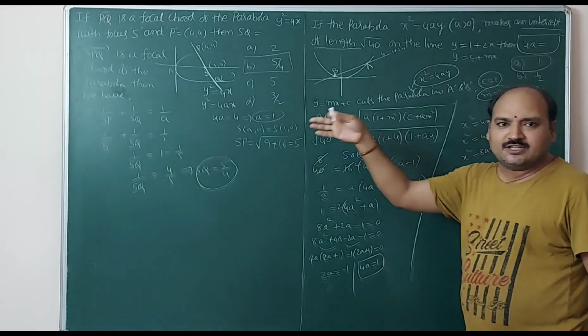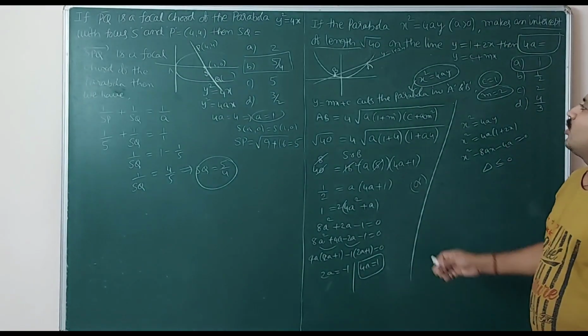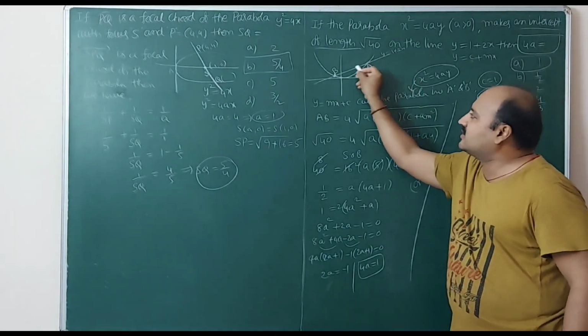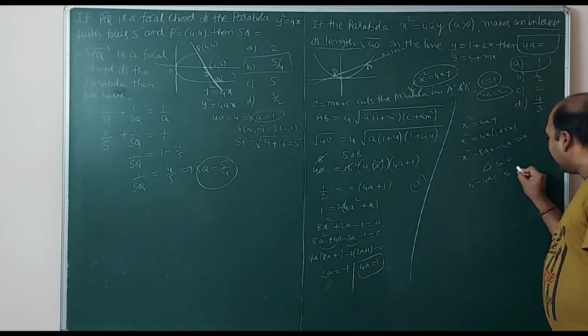Whenever the line intersects in two distinct points, the discriminant is less than or equal to 0, you take it. Equal to 0 means touching, so that time the length won't come. Less than or equal to means this value less than this value will come. So the discriminant, b² − 4ac, is less than or equal to 0.